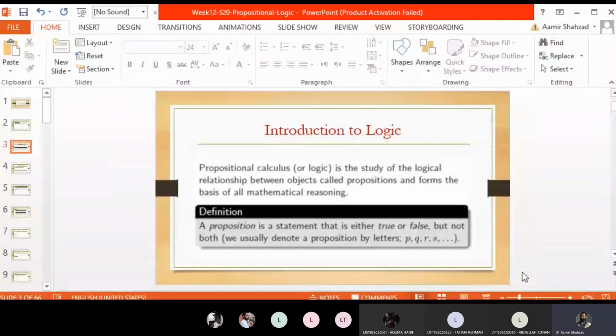So हम स्टेटमेंट को कोई नाम दे देते हैं, सपोज P. सो वेदर P is true or false, then it is a proposition.